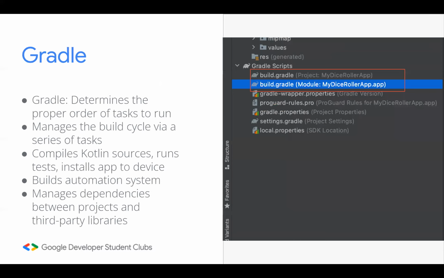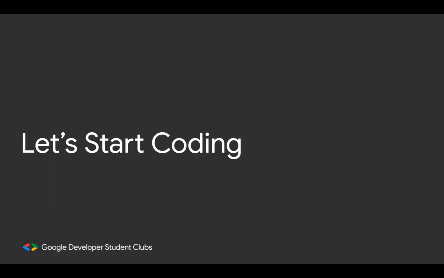Okay, and then it's Gradle. So Gradle is a build system for Android, and it is used to compile the Kotlin source files and link all the files together, and finally it builds the APK or app bundle that you can use to install your app. Any questions? Okay, and now let's start coding.